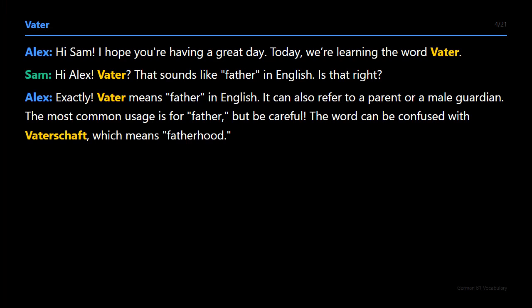The most common usage is for father, but be careful. The word can be confused with Vaterschaft, which means fatherhood.